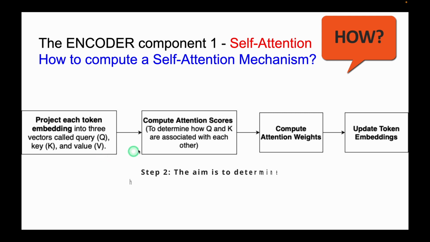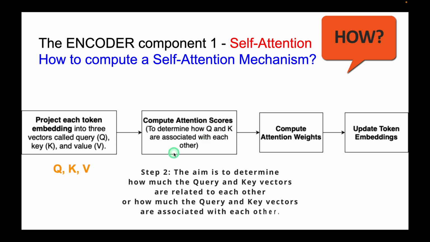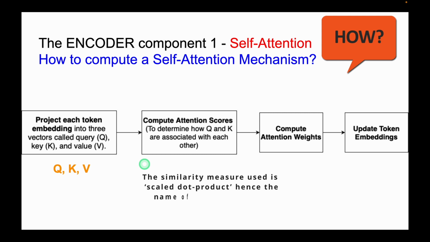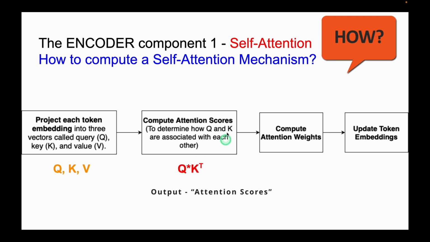In step 2, the aim is to determine how much the query and key vectors are related to each other, or how much they are associated with each other. For this, we require some kind of similarity measure. The similarity measure used is called scaled dot product. Hence, the name of this technique is scaled dot product attention. Queries and keys which are more similar or more related to each other have a high dot product or high overlap. The output of this step, which we get after matrix multiplication, is called attention scores.